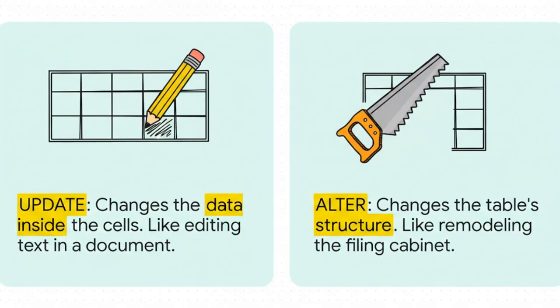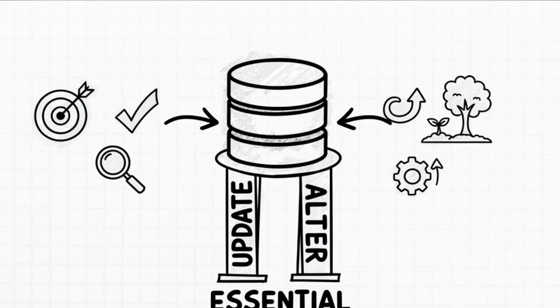This is like remodeling your filing cabinet. You're adding a whole new drawer, or maybe taking one away. You're not touching the files inside, you're changing the cabinet. And look, this distinction is so important. You use update to keep your data accurate day to day. That's your data quality right there. You use alter to make sure your database can grow and change right along with your business. You absolutely need both to manage a healthy, living database.